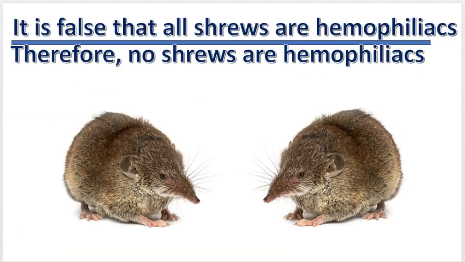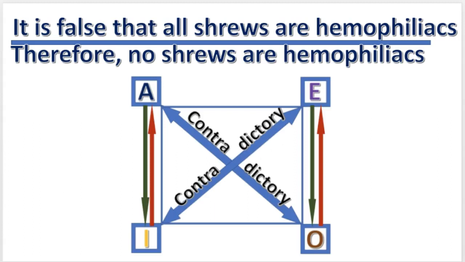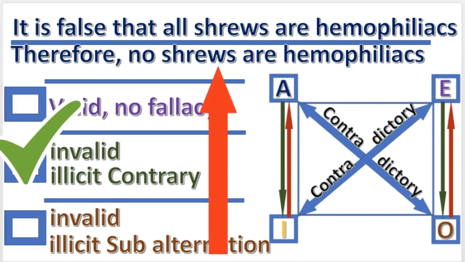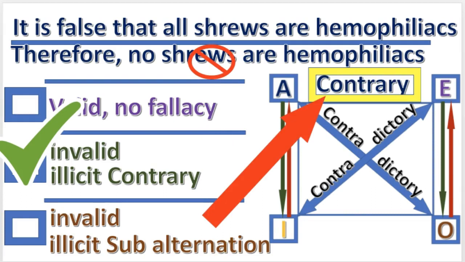Next practice problem. How should this inference be evaluated? Press pause if you need to. The answer will appear in 3, 2, 1. Ding! Invalid. Illicit contrary. The conclusion is improperly drawn from the contrary relation.